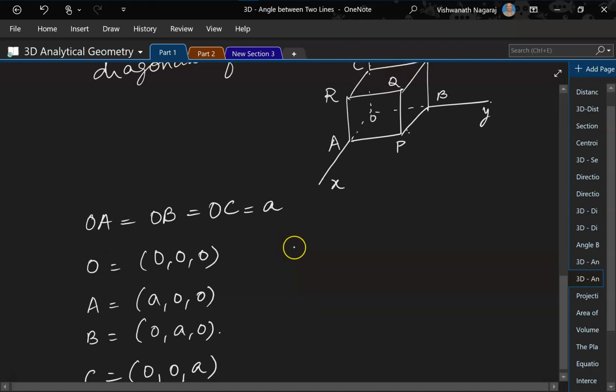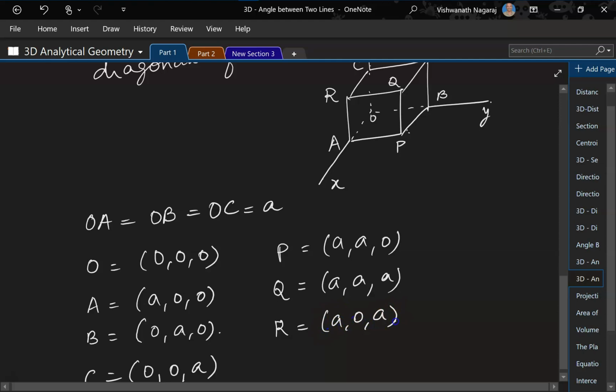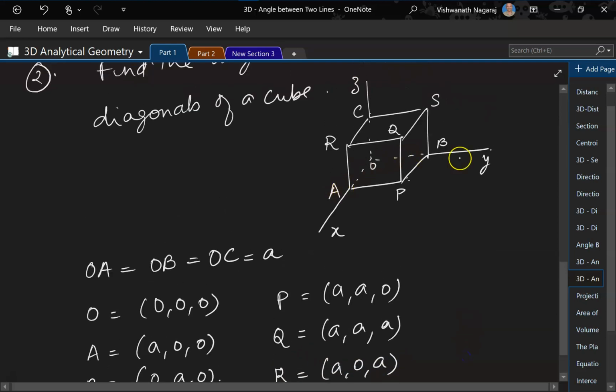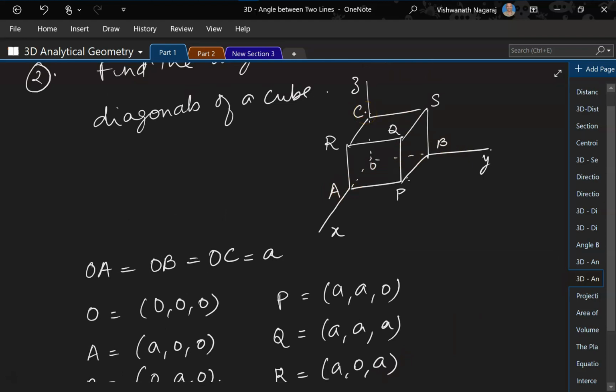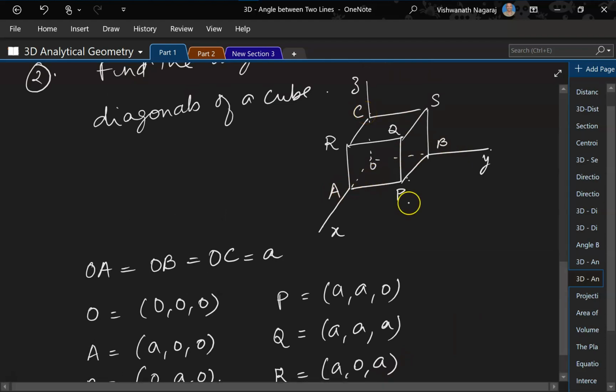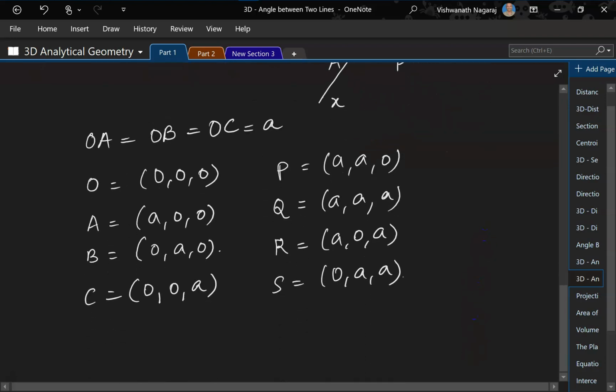Now let's look at P. P is (a, a, 0). Q is (a, a, a). R is equal to (a, 0, a). S is equal to (0, a, a). So we have A, B, C, O, and then we have P, Q, R, S. So we have written all the coordinates.